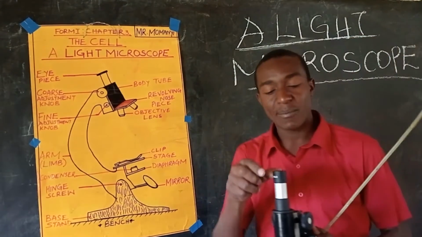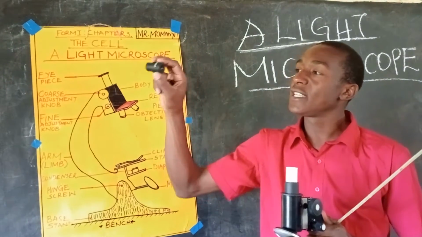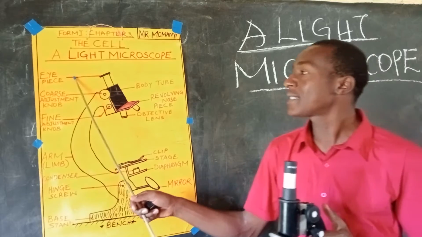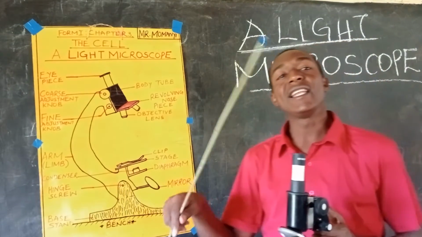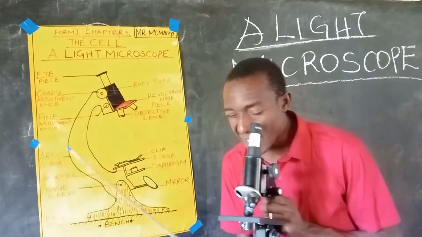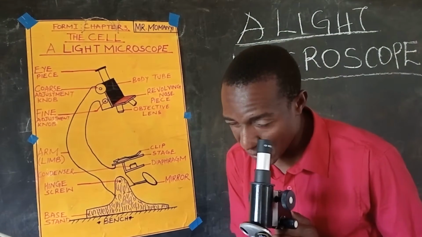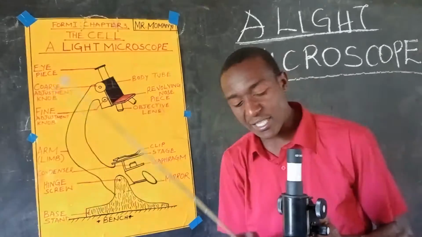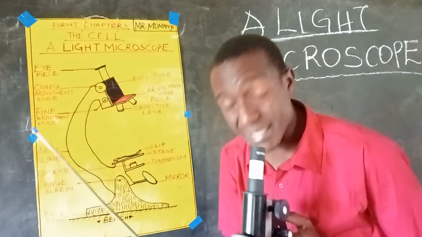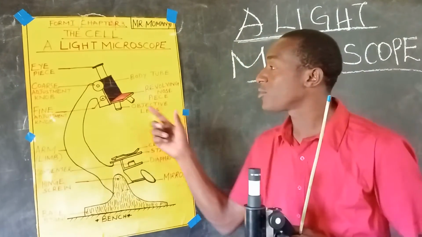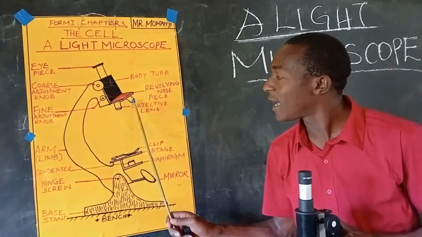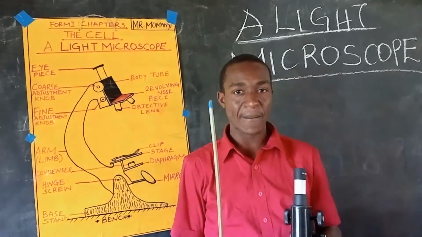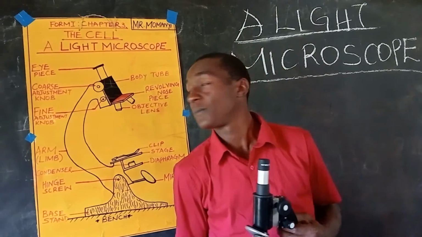The eyepiece is the first part which I'm showing you here. The eyepiece is a part that is used in enlarging. This is where you see the specimen from. You place your eye like this, you use one eye, you see the specimen that is on this stage through the eyepiece. It has a lens, and that lens is used in combination with these other lenses down here to magnify the specimen. To magnify is to enlarge.